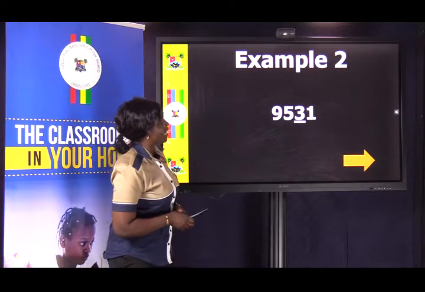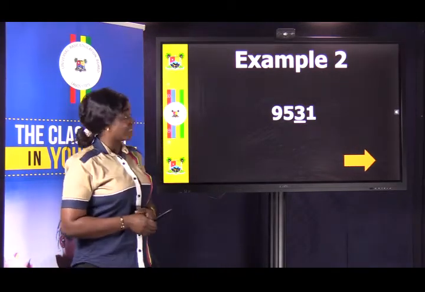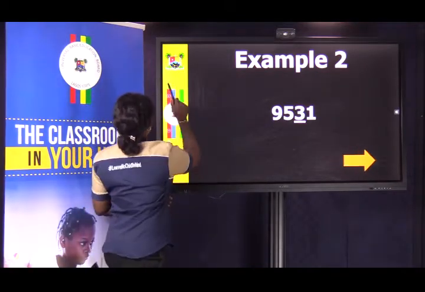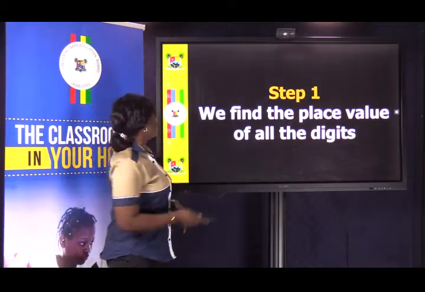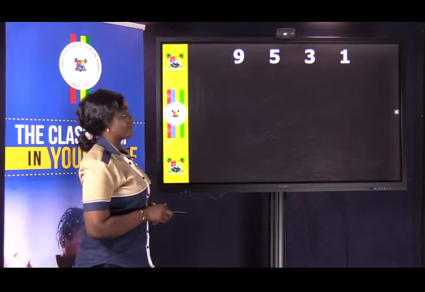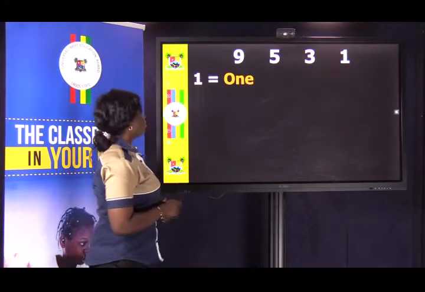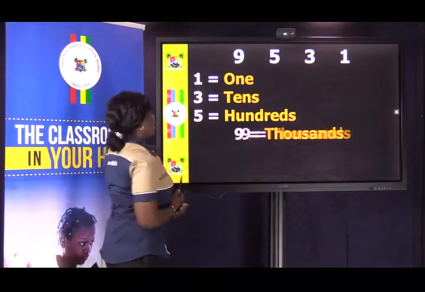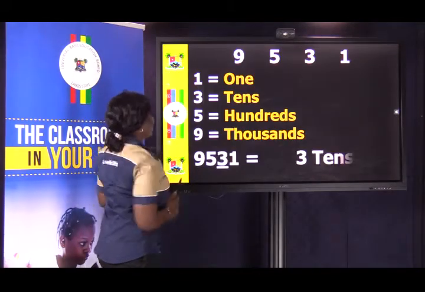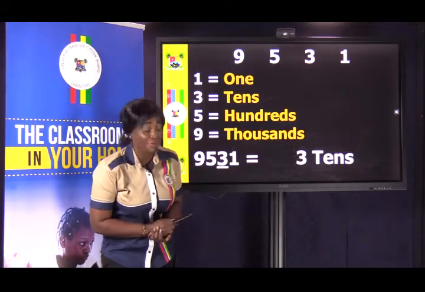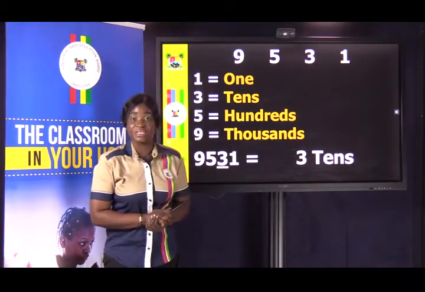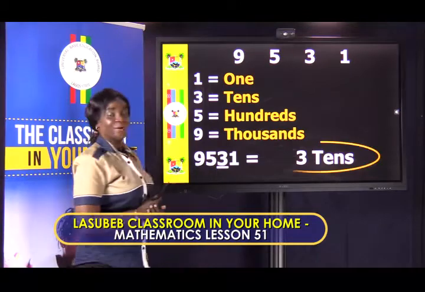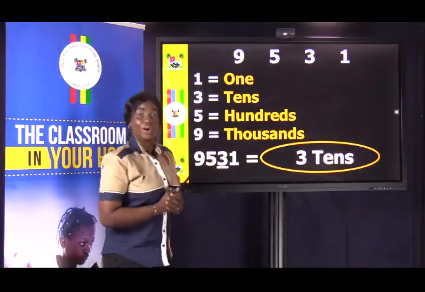Example 2, we have 9,531, and we underline 3. We are asked to find the position of 3 in that number. So we find the place value of all the digits. We have 9531. The first number to the right is the ones. The second number is the tens. 5 will be under hundreds and 9 will be under thousands. And 3 was underlined. So where did we position our 3? Under the tens column. Remember, it's the second number to the right. So our answer is 3 tens. Yes, 3 is positioned under the tens column.